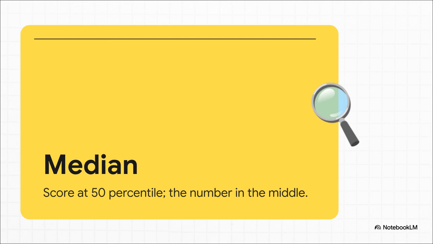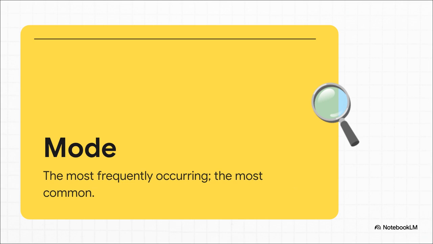Next up, we have the median. This one's pretty cool. If you line up all your numbers from smallest to largest, the median is the one sitting smack dab in the middle. The best part? It doesn't get thrown off by those extreme values, which makes it perfect for things like home prices or salaries. And finally, we've got the mode.